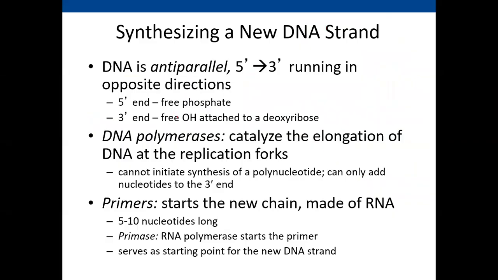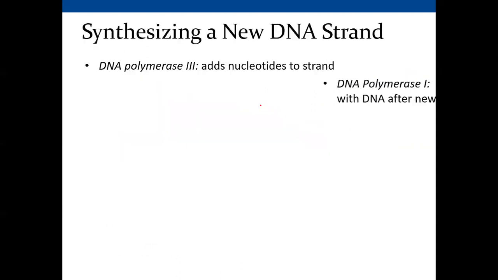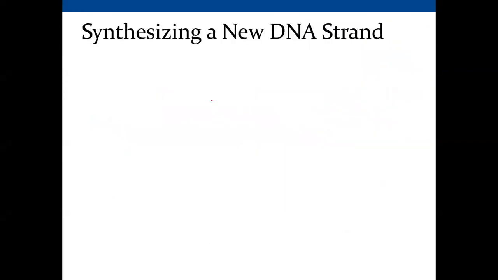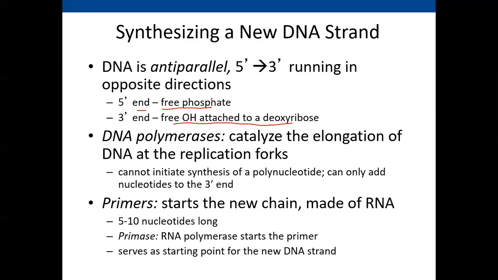This reminds you that the 5' end has the free phosphate, and the 3' end has the free hydroxyl. So synthesizing the new strand, this reminds you of what we talked about earlier. There's my 3' end. Let's get into key things on this slide that we need to make sure you understand. DNA polymerases are the ones that add new DNA nucleotides.